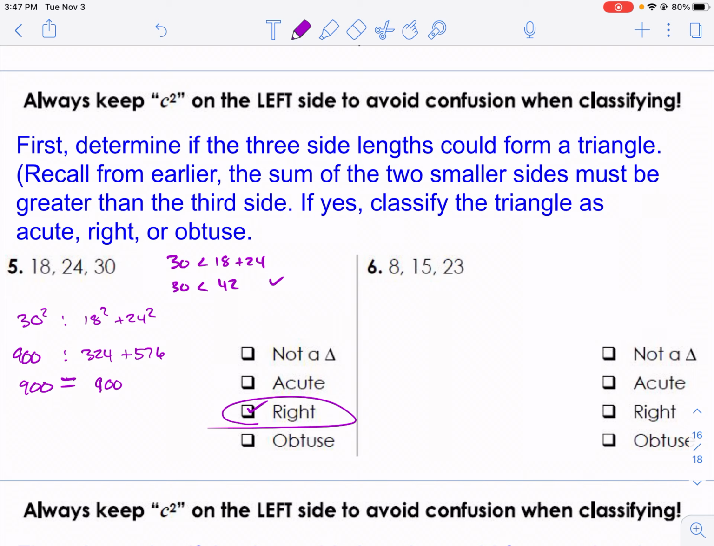Next one we'll check. We'll see we got 23. We want to see, are these 8 and 15 greater than that? Well, that comes up to 23, and 23 is not greater than 23. So therefore, it is not a triangle at all. So we cannot classify it.